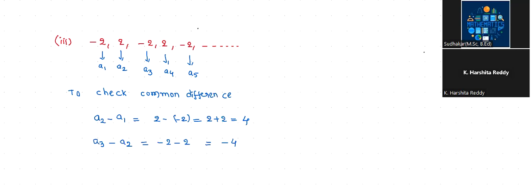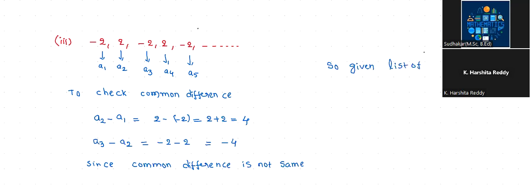Since common difference is not same, given list of numbers is not form an AP. So we cannot find out the A6 and A7 values. Okay, write down.